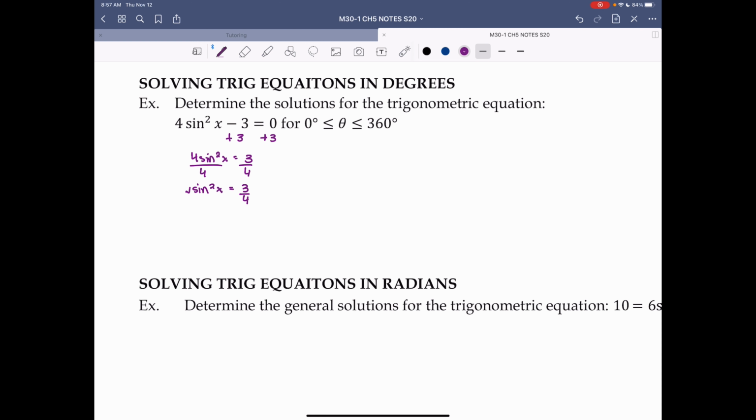Square root both sides. We don't know if sine started as positive or negative before it was squared, so plus or minus the square root. Then we get sine x equals plus or minus square root of 3 over the square root of 4, which is 2. And we should recognize this as one of the side lengths in our special triangles. You can either draw the special triangle or draw the first quadrant of the unit circle, which is what I'm going to do.